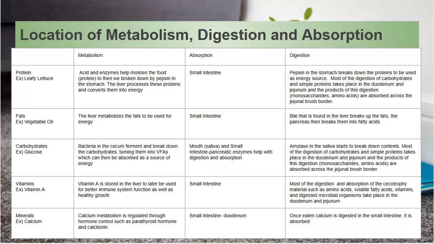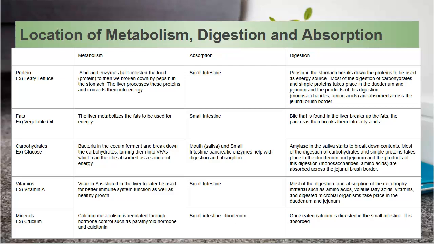The absorption begins in the mouth with the saliva and then continues into the small intestine, where the pancreatic enzymes help with digestion and absorption. Amylase in the saliva breaks down the contents. And then again, the carbohydrates are digested in the duodenum, part of the small intestine.